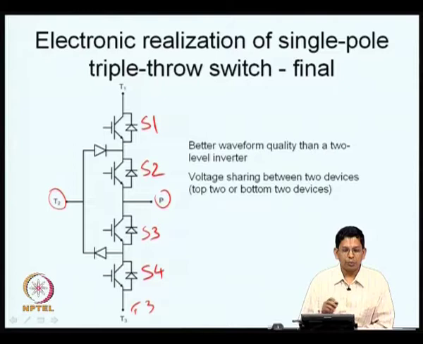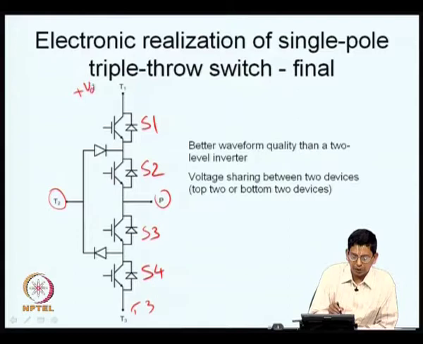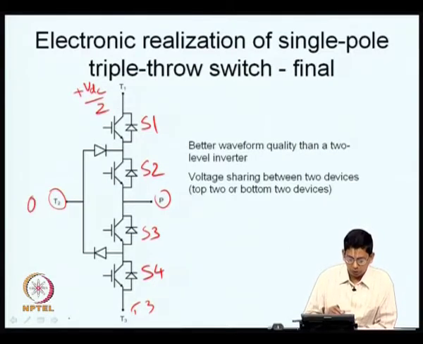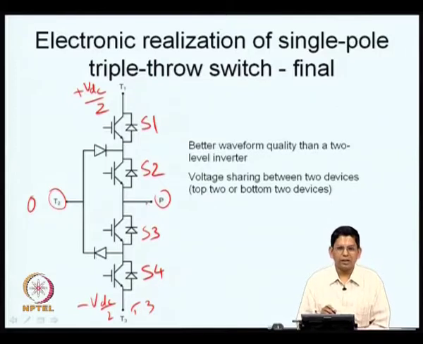So, we have been saying that the waveform quality is better than that of a 2-level inverter. Let us see how. See, what you normally need is this potential, we know this is plus VDC by 2, this potential is 0, this potential is minus VDC by 2. What we normally do with any switching converter is at the pole we realize an average voltage which is somewhere between the voltages of the various throws, correct. In a case of a DC-DC converter, let us say a buck converter, we realize an average pole voltage which is somewhere between the DC bus voltage and 0.